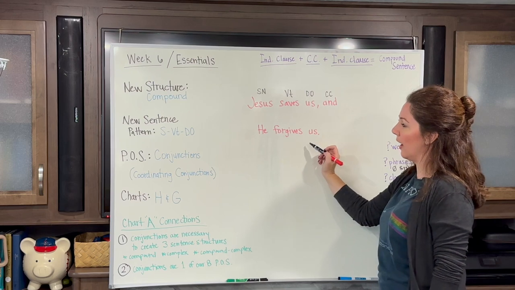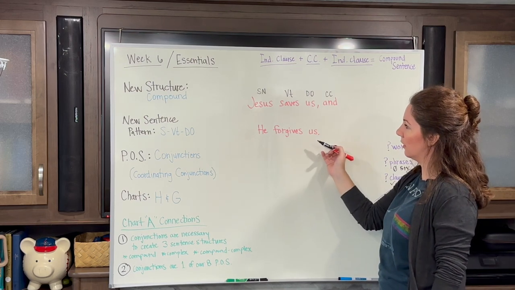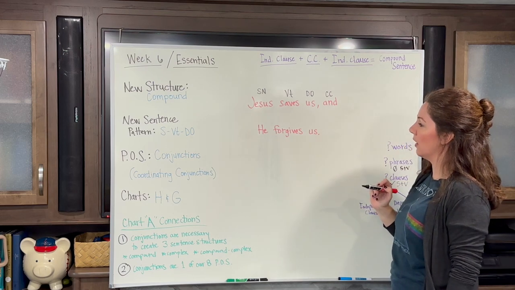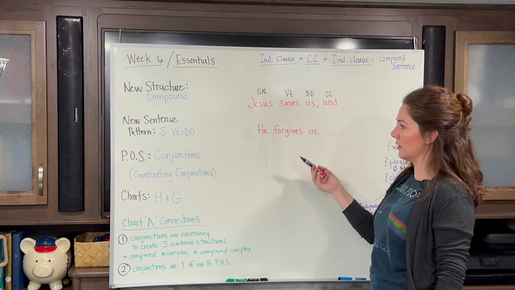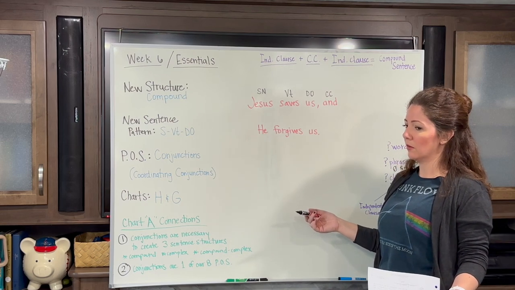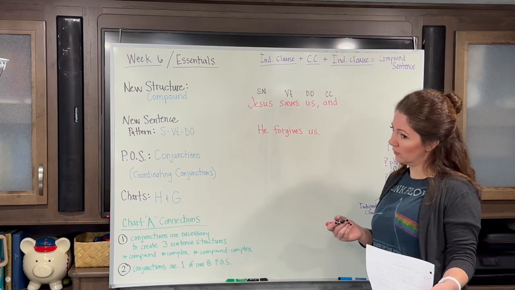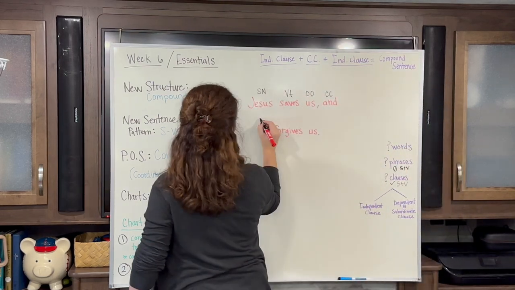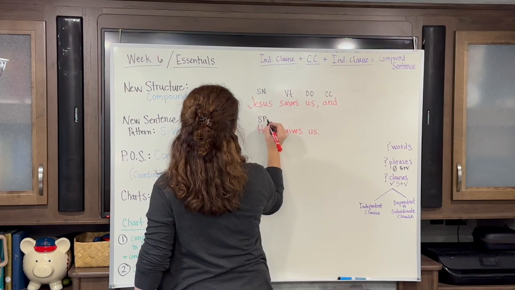And now we'll look at our second sentence, our second independent clause. He forgives us. Who or what is the sentence about? Who or what forgives us? He. So that makes he our pronoun. It is a pronoun, but it's the subject. So this one is a subject and it's a pronoun.